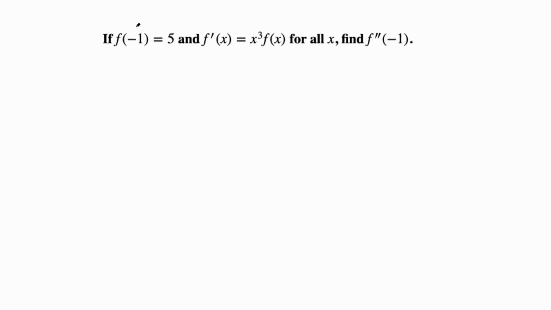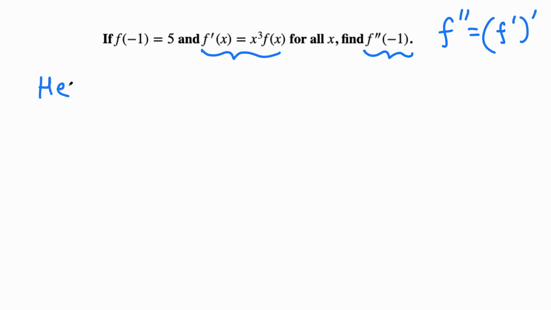If f of negative 1 equals 5 and f prime of x equals x cubed times f of x for all x, find f double prime of negative 1. So f double prime is in fact the derivative of f prime. F prime means first derivative. When we take another derivative, we get f double prime, and we have this, so we need to start from this relation.